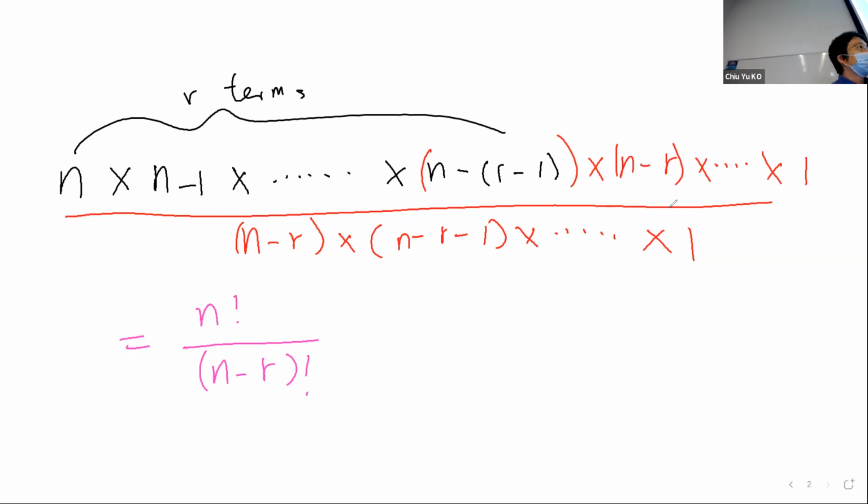Since this expression is often used, it has its own notation. It is called nPr, n permutation r, or nPr.